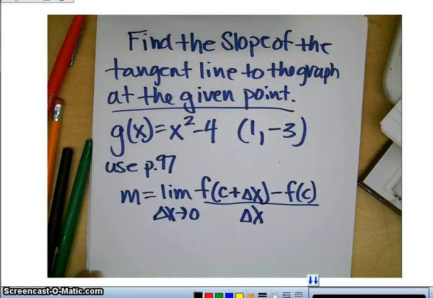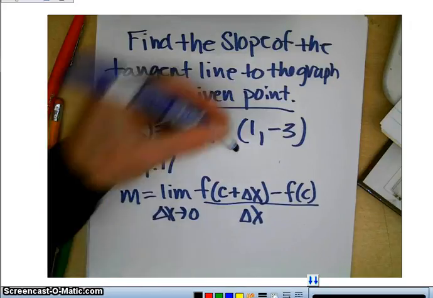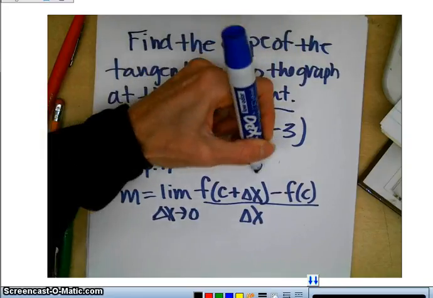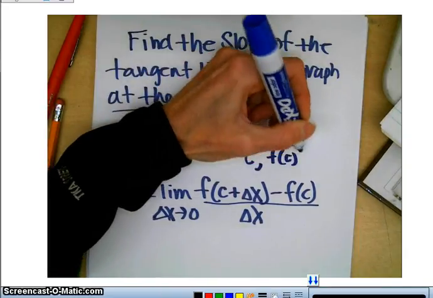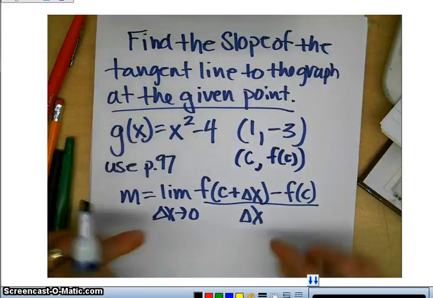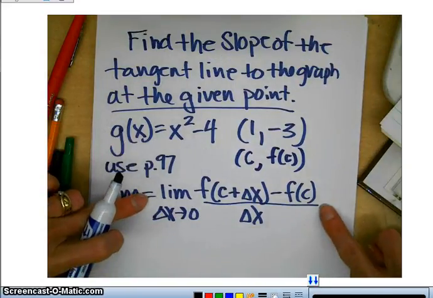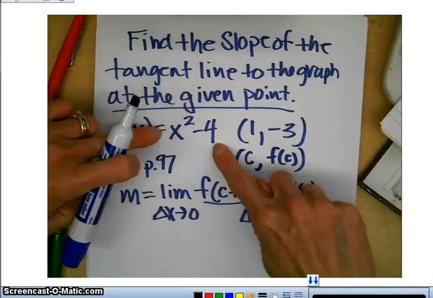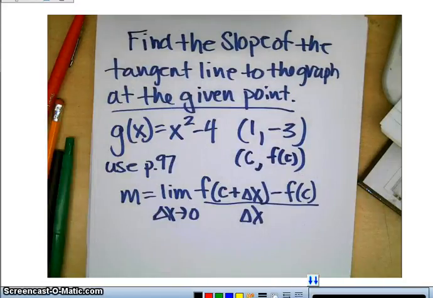It says the line passing through (c, f of c). Here's what I want you to understand. This is in the theorem. This is the ordered pair c, comma, f of c. So I need to apply this theorem to this function and this point.